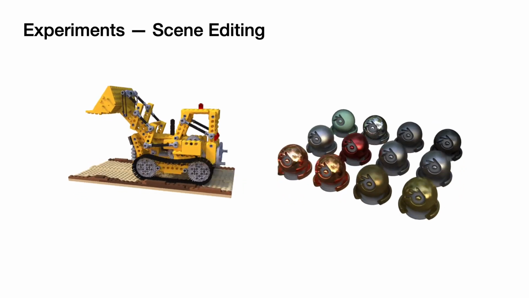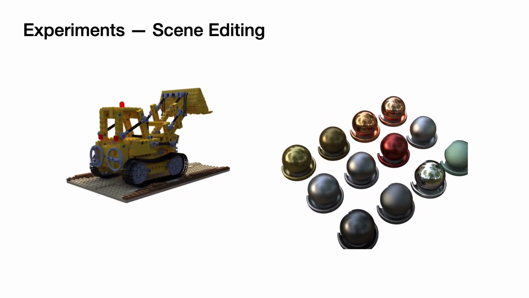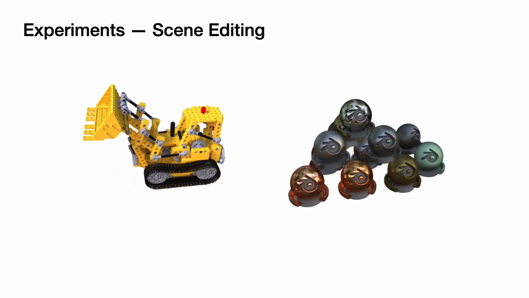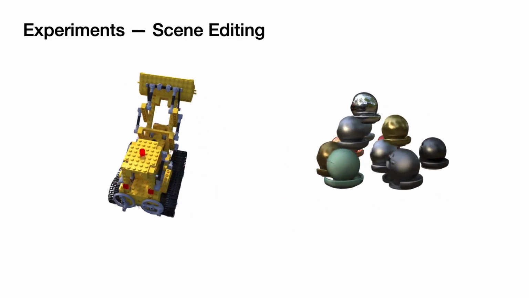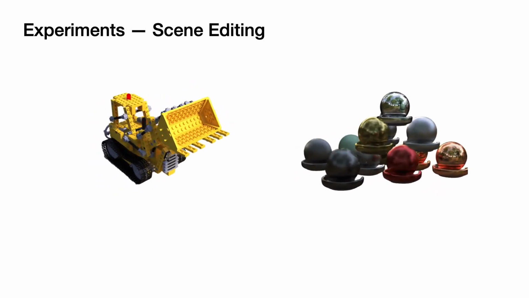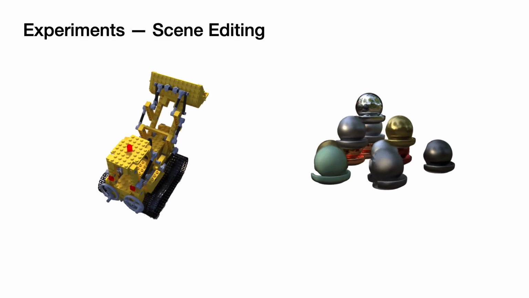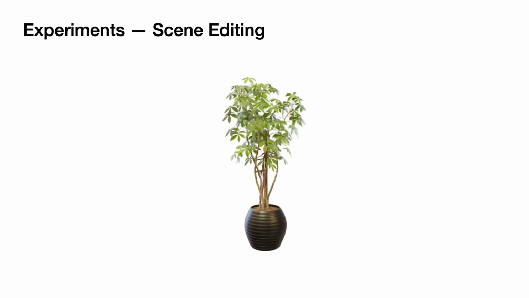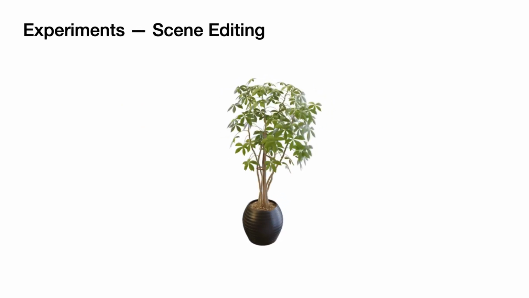In addition to improved novel view synthesis, our explicit point-based model comes with the major benefit of supporting fine-grained scene editing. For example, we can easily remove the ground plate from the Lego scene or rearrange the metal balls in the materials scene using arbitrary 3D modeling software. In this last example, we chop off the top of the plant in the ficus scene.